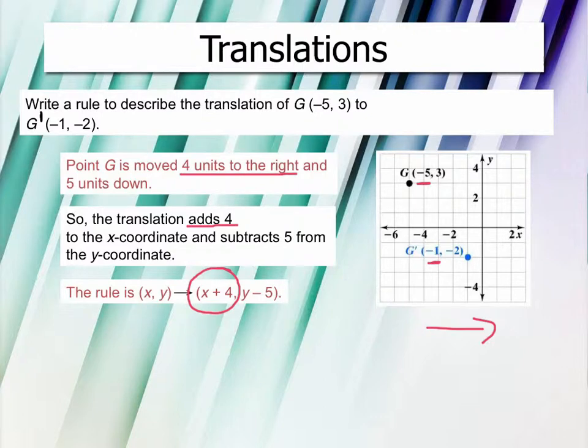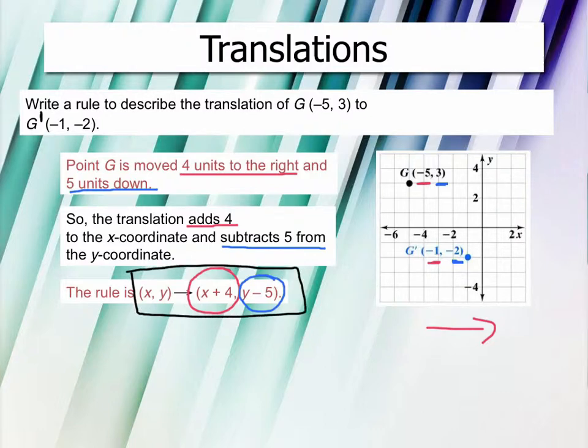And then we're going to go 5 units down. So next, what do I add or subtract to 3 to get to negative 2? Well, if I'm going down, I'm going to subtract 5 from the y coordinate. Notice 3 minus 5 would give me negative 2. So I would take y and subtract 5. And now I have my completed rule. Let me go and rewrite it so you understand.